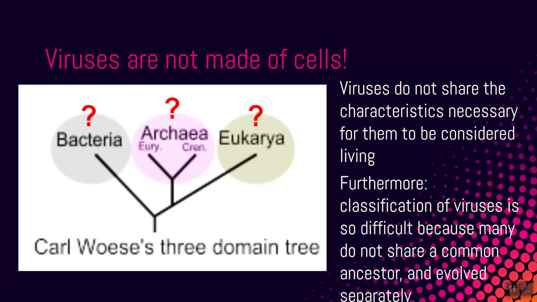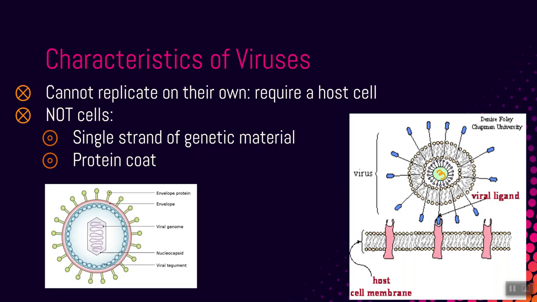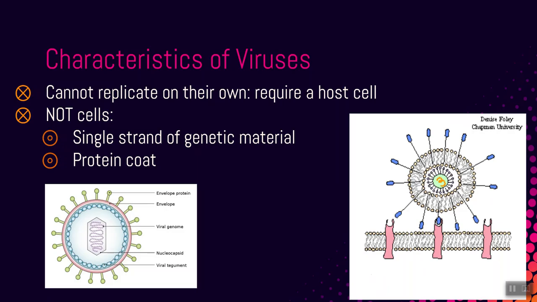Classifying them is also very difficult because where all living things share a same common ancestor, viruses do not. All three of these domains have viruses associated with them that can affect all three of these domains, and all of them evolved separately. So classifying them and figuring out where they all originated is actually very difficult. Now, because they are not made of cells, they're not considered living. They have very different characteristics than that of bacteria.